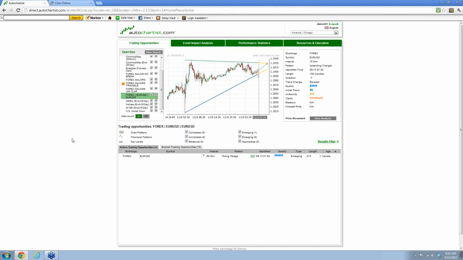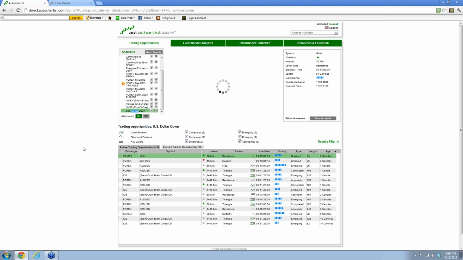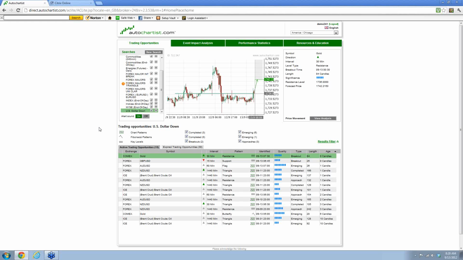So what I've done here is create a search for U.S. dollar down. If I come in and see that the U.S. dollar is down, like it has been for the past couple of weeks, basically with the Fed talking about pumping more currency into the market, that's weakening our U.S. dollar. I can create a search that selects Euro, British Pound, Australian and New Zealand dollar, because these are markets that are going to go up as the U.S. dollar goes down.